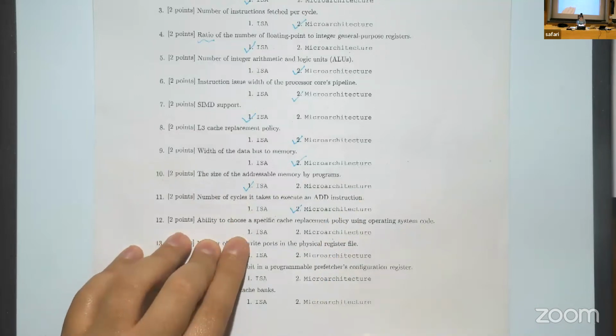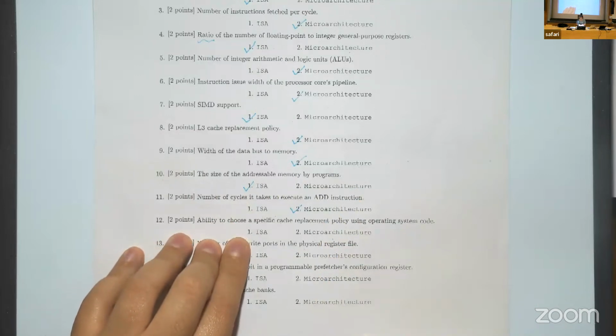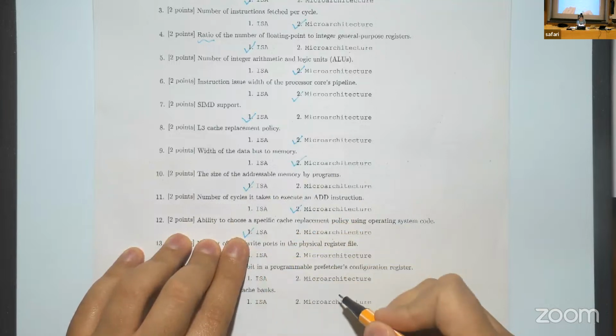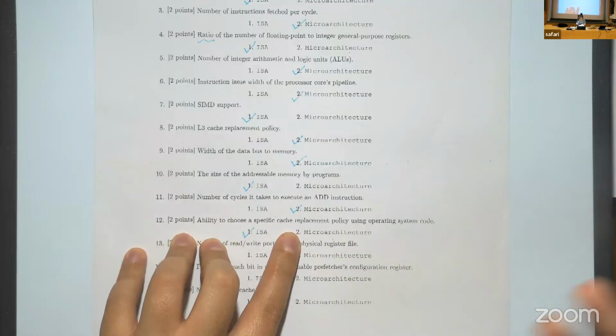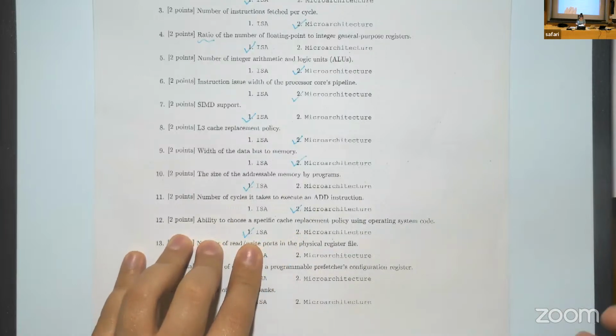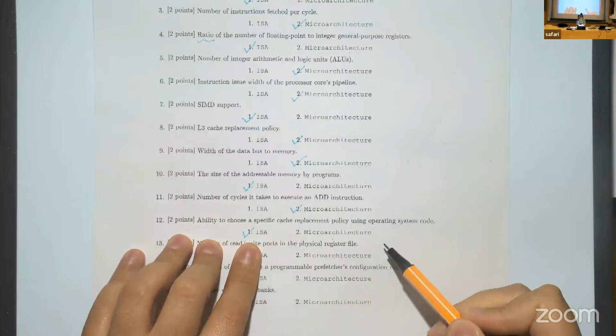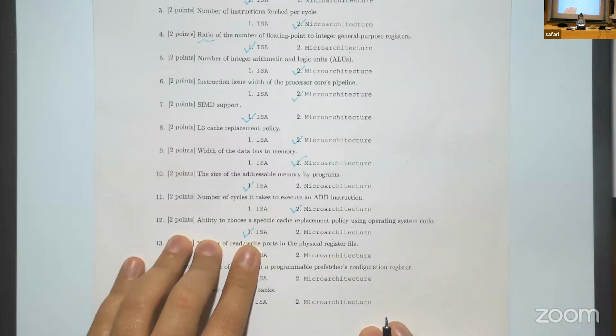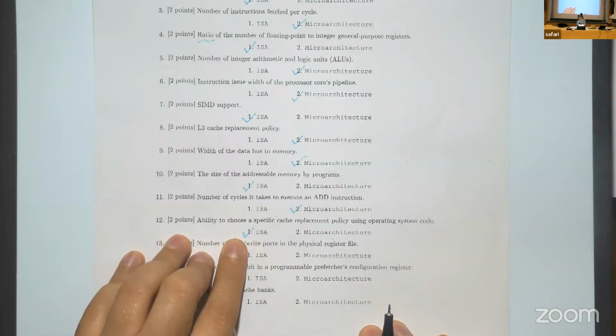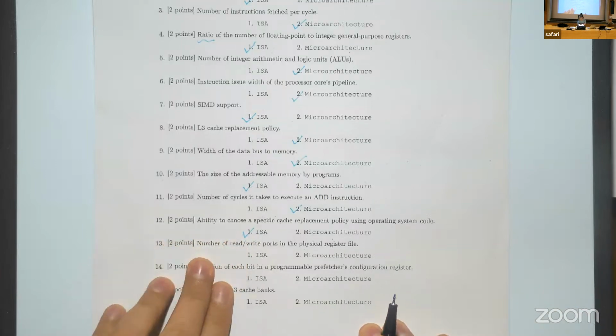Ability to choose a specific cache replacement policy using an operating system call, that is ISA. If the system already had a replacement policy which we couldn't choose, then that would be microarchitecture, because that's how the underlying thing works. But here it's referring to a scenario where we can, from the software side, select which replacement policy to use in our hardware. That's why we choose ISA here.